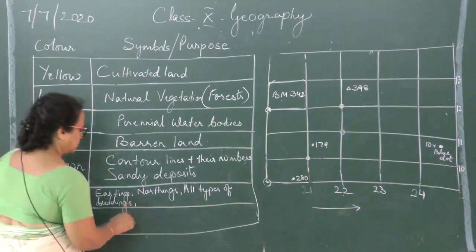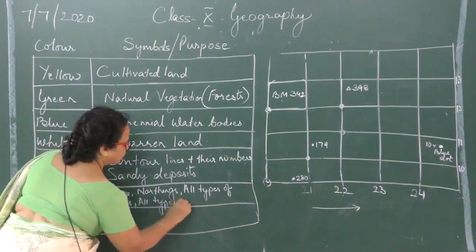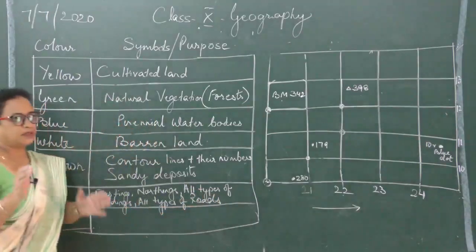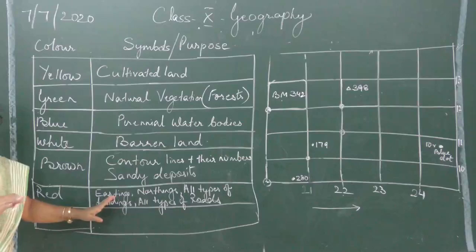All types of buildings and all types of roads. Now please remember, the most important ones I am focusing on, the symbols. There are many more.